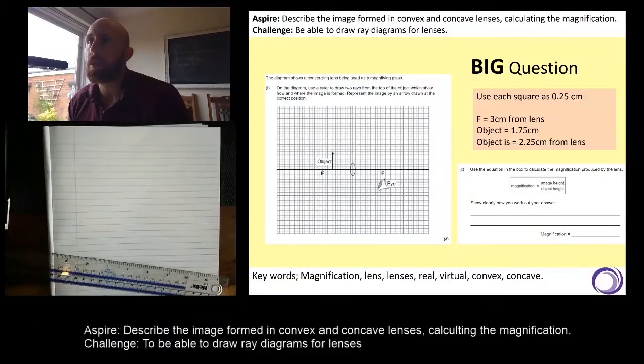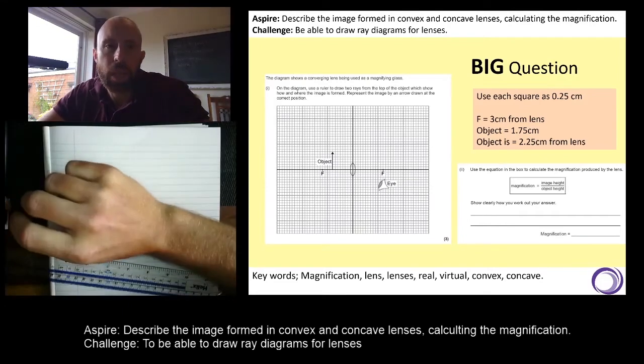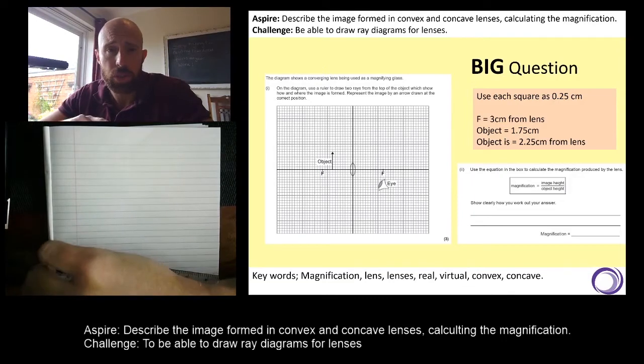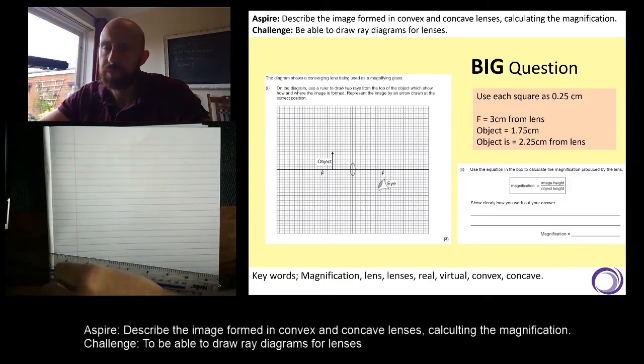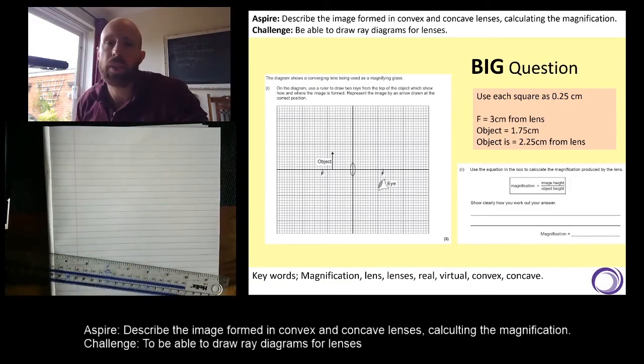I've come to the big question, and by big question, what I mean is this is the question I selected at the very start before I started planning this lesson, and I thought if a student can answer this question, then they can achieve all of the objectives. They can do absolutely everything I wanted them to do. This is the hardest type of question that you'd be given on an exam paper to do with this. So let's see if you can do it.